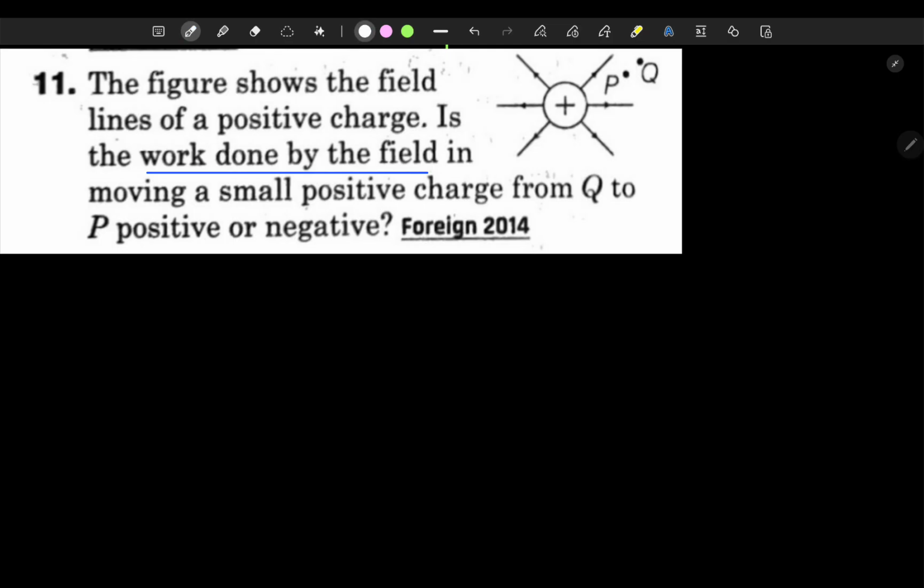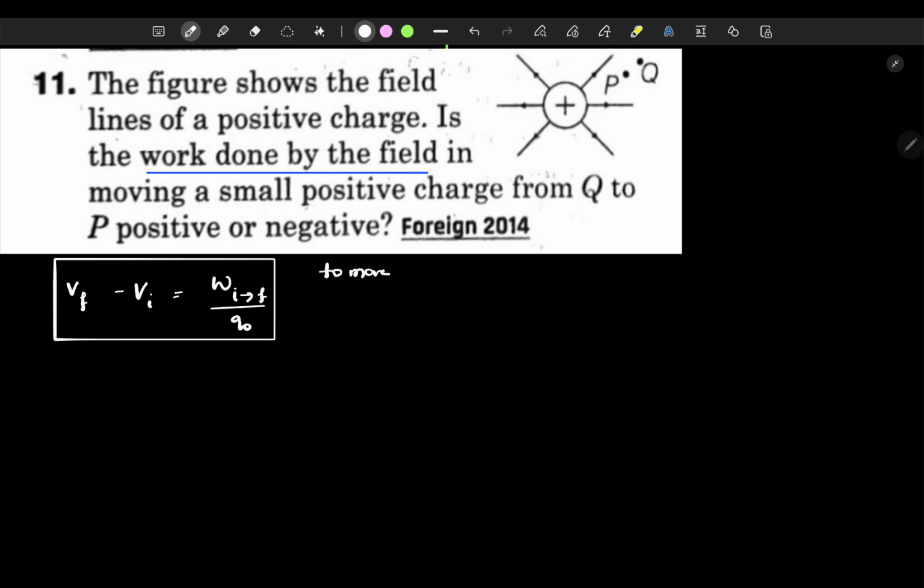What is the work done in order to move the charge from q to p? So what is the formula? The potential difference formula is, remember, V final minus V initial is equal to the work done in moving the charge from initial to final, divided by q naught. This is your general formula. So to move the charge from q to p, work done from q to p divided by q naught is equal to potential at p minus potential at q. Q is our initial as per the given question and p is our final.